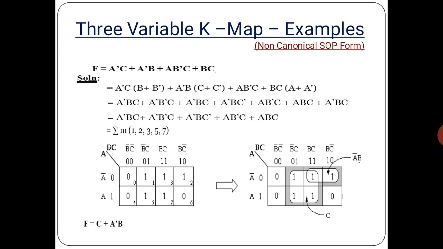In this particular case, the first min term and second min term have missing literals. The first min term has the missing literal b, and then the next min term has the missing literal c.